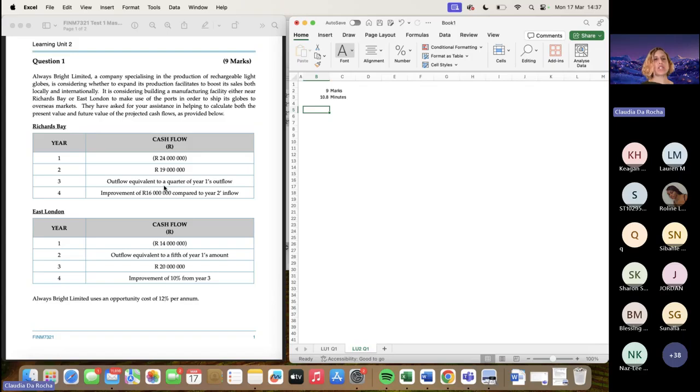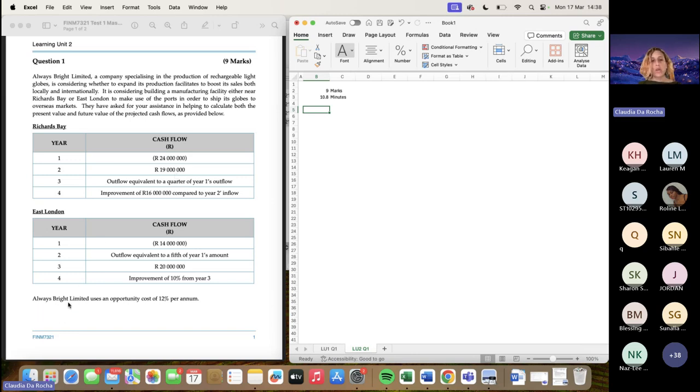Okay, so let's look through the question. It says, Always Bright Limited, a company specializing in the production of rechargeable light globes, is considering whether to expand its production facilities to boost its sales both locally and internationally. It is considering building a manufacturing facility either near Richards Bay or East London to make use of the ports in order to ship its globes to overseas markets. They have asked for your assistance in helping to calculate both the present value and future value of the projected cash flows as provided below. So we've got Richards Bay and East London, and they've given us the cash flows for some, and for some we have to calculate.